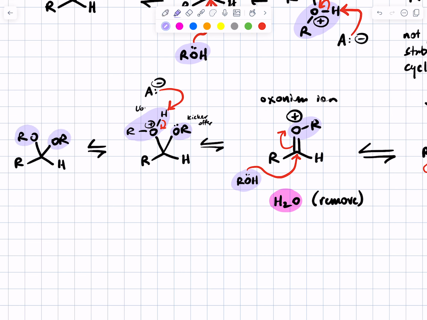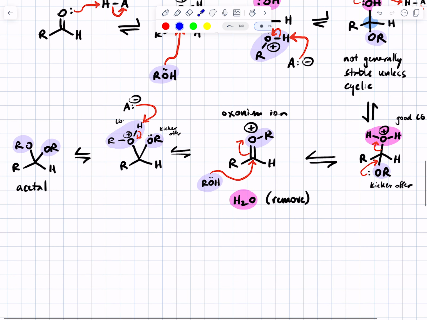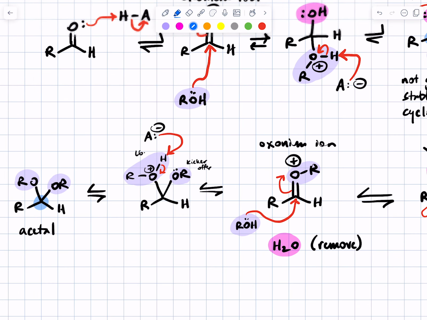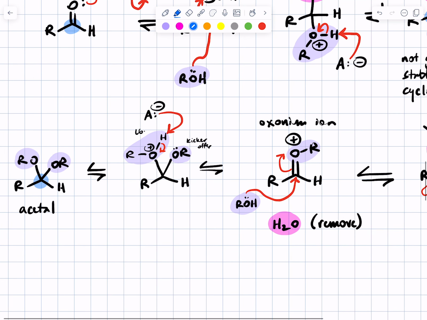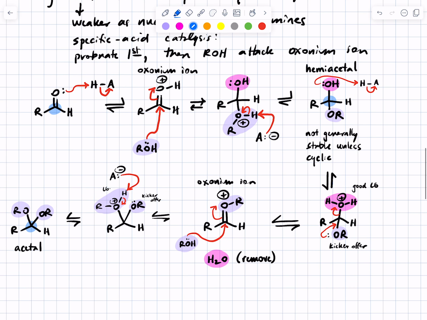And this is the functional group that's called an acetal. Okay? You can recognize it as an acetal because it's got two OR groups attached to what used to be the carbonyl carbon. So what I've just shown you is acetal formation. That's kind of involved. It's about as long as the imine formation mechanism.